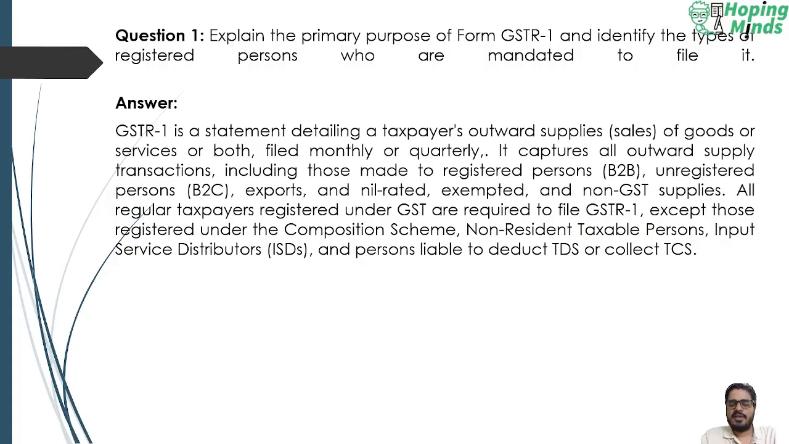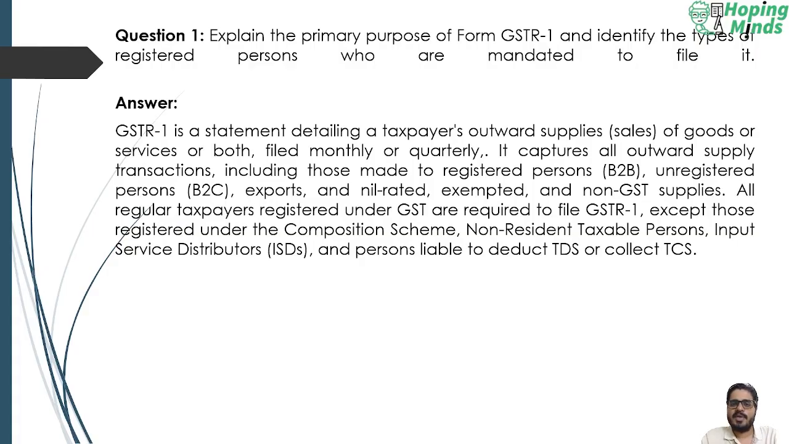In GSTR1, there are multiple tables that are required to be filled up by the taxpayer, like B2B supplies, where transaction takes place between the registered person, then B2C supplies, where the sales are made to the unregistered person, then B2C large invoices, where there are interstate supplies to unregistered person for a value exceeding rupees 1 lakh, then nil rated or exempted supplies to both registered and unregistered person.